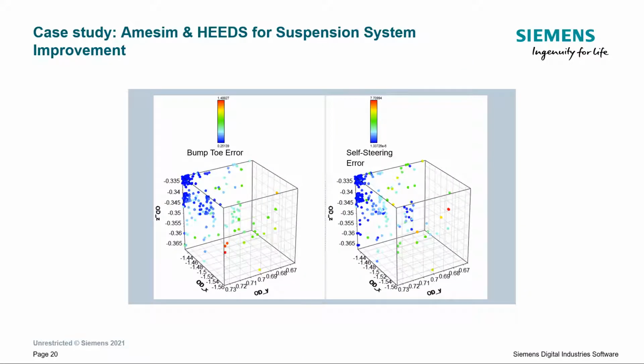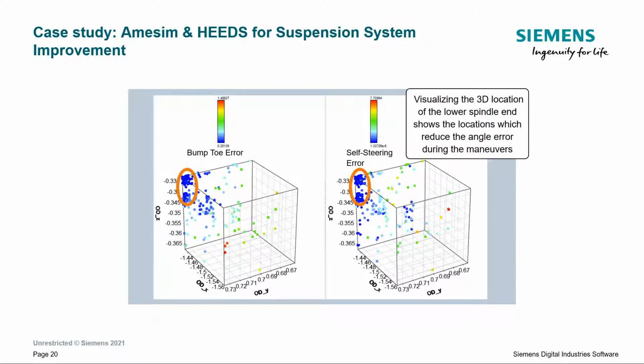3D bubble charts provide additional insight into the design space. When looking at the 3 variables shown, X, Y, and Z of the lower spindle end, most of the high-performing designs are found in the indicated corner of the design space. These relationships between the performance metrics were discovered through the search and can be exploited in further development.